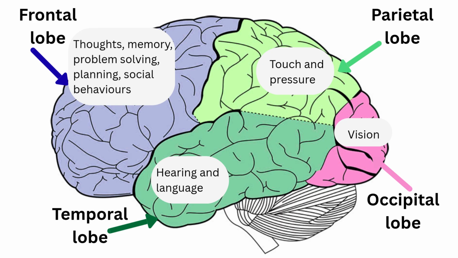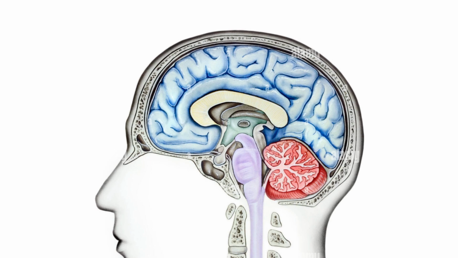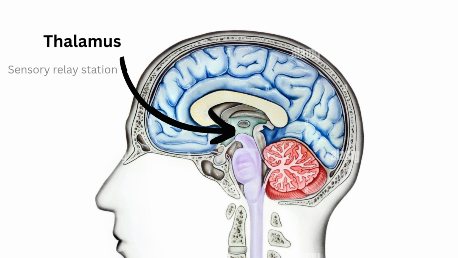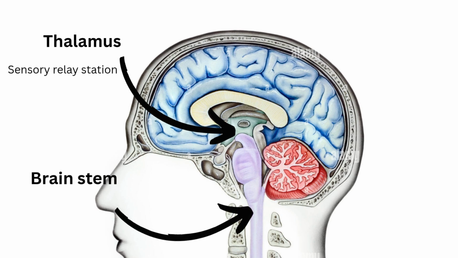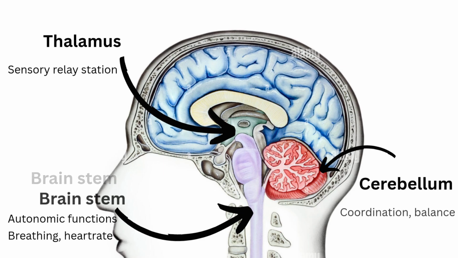Now let's go deeper and look inside the center of the brain. Here is the thalamus. This is the hub for information. So this sends information to the correct areas of the cortex. The brainstem connects the brain to the spinal cord. This is responsible for autonomic functions, meaning involuntary functions, the things that you do not have to think about, like breathing and heart rate. The cerebellum, located at the back of the brain, is responsible for coordination and balancing.